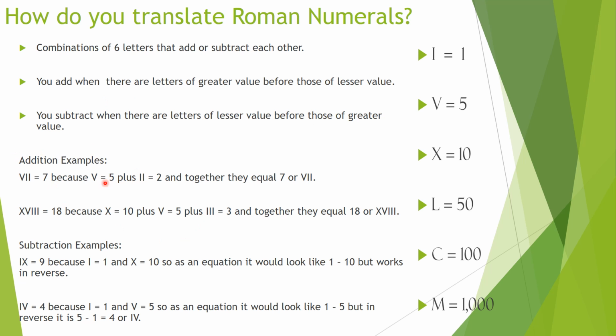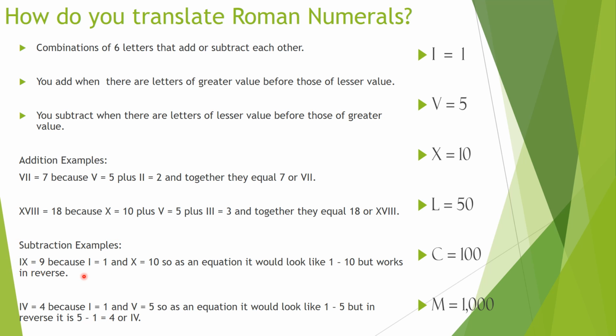So here are some addition examples. This Roman numeral equals 7 because there's a 5 plus the 2, and together they equal 7, or the VII. Here's another example of 18, because X is 10 and V is 5, and then the 3 I's equals 3, and together they equal 18 when they're all added together.